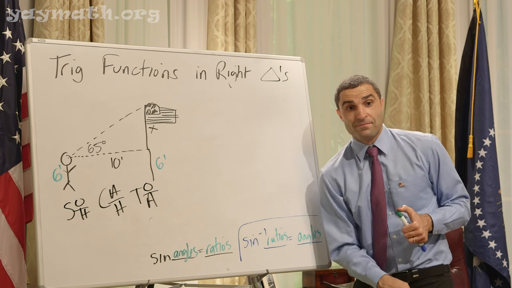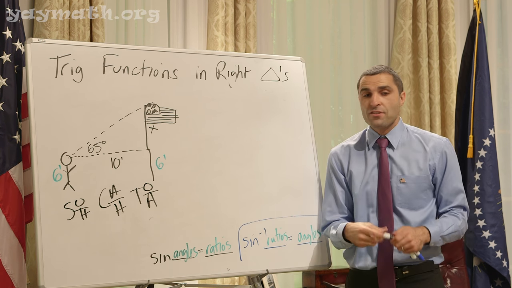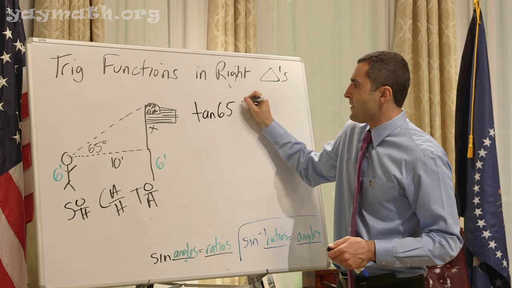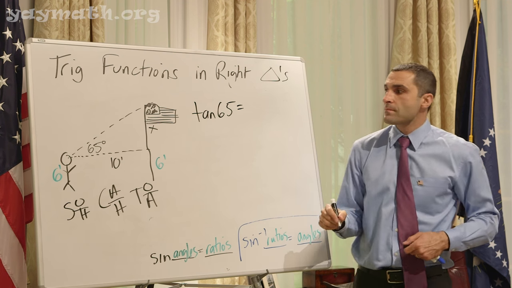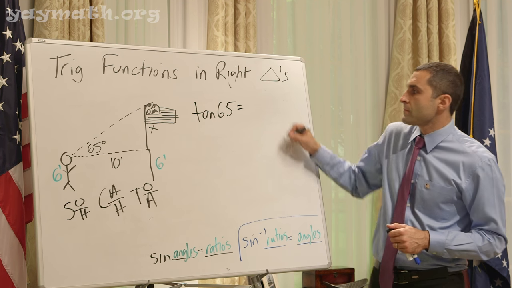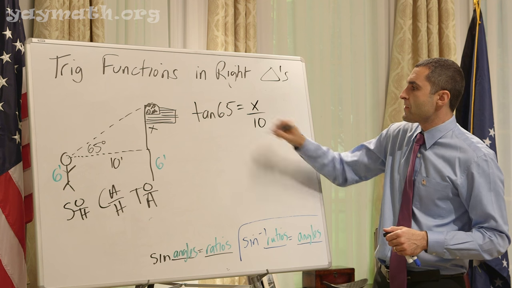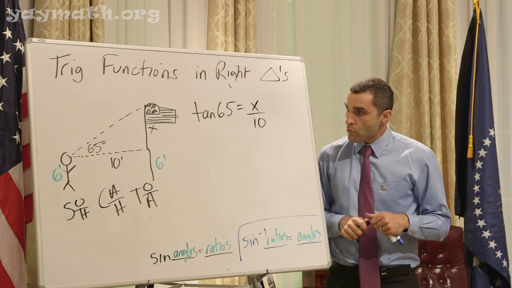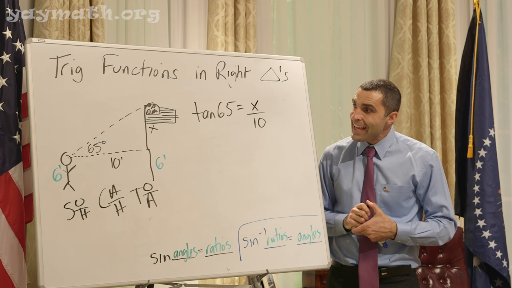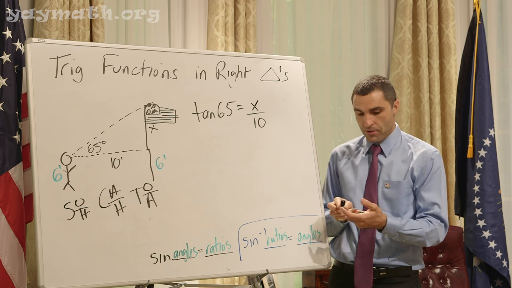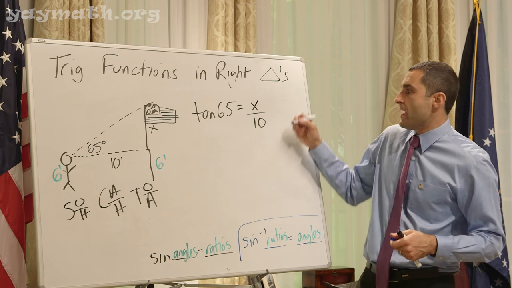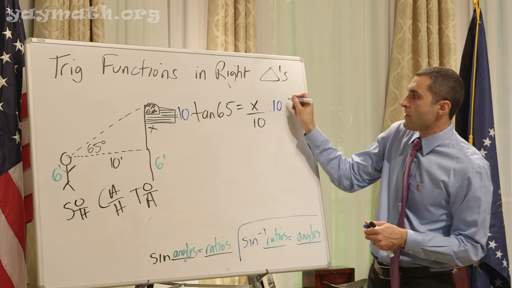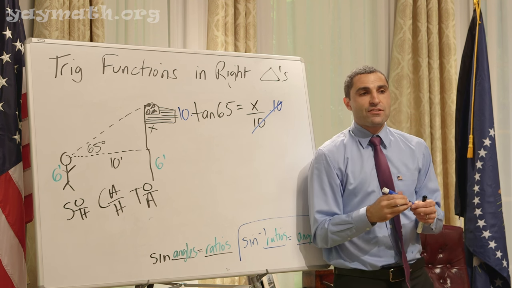Yes, sir. Tangent, yes. Tangent of what angle? 65. Tangent of the angle 65 equals what over what? Equals x over 10. Indeed, it's true. So let's go ahead and multiply both sides by 10. X equals 10 times the tangent of 65.